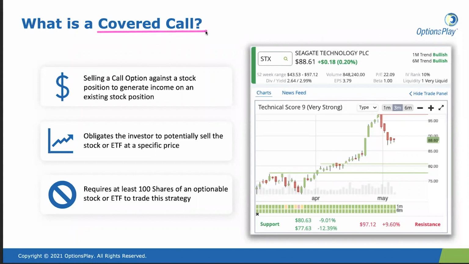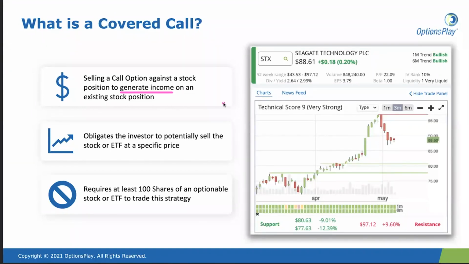A covered call strategy is really a strategy for the stock positions that you hold in your portfolio. What we're doing here is selling a call option against a stock position that you own in order to generate income on an existing stock position. Now, I think that is why most people are interested in selling covered calls: the income feature, if you will, of a covered call.